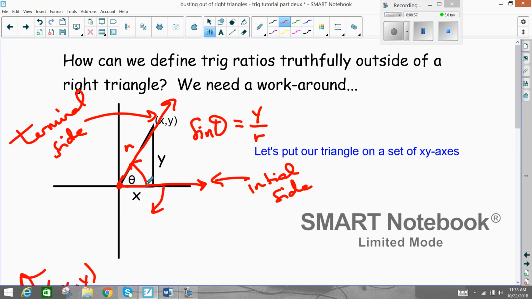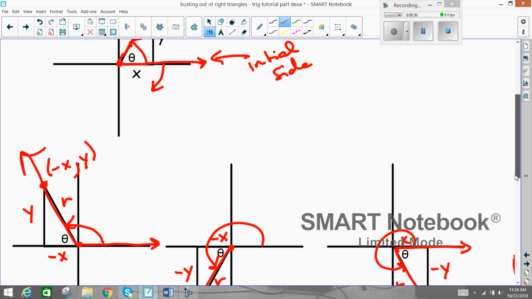Now cosine follows the same pattern, as does tangent, except that since cosine is x over r, wherever x is negative, cosine is going to be negative also. Okay? R is always positive. And for tangent, tangent is y over x. So when one of them is positive and one of them is negative, that's when tangent's going to be negative. So you can think about that for a little bit.